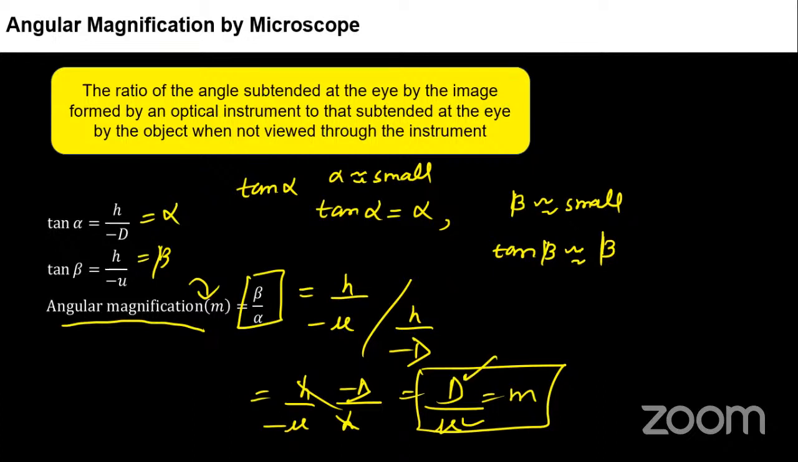Is this thing clear, students? So we can end them. These are all things defined. Is it clear? Is angular magnification clear, students?